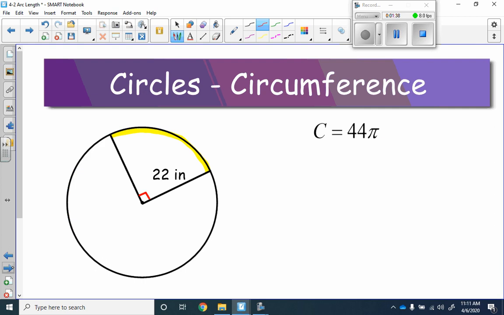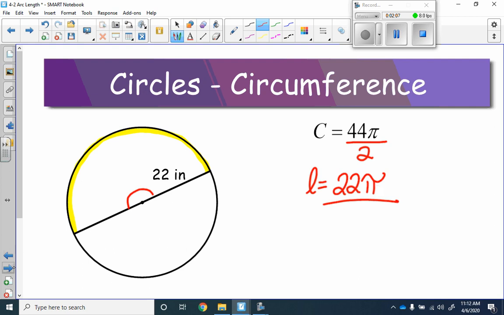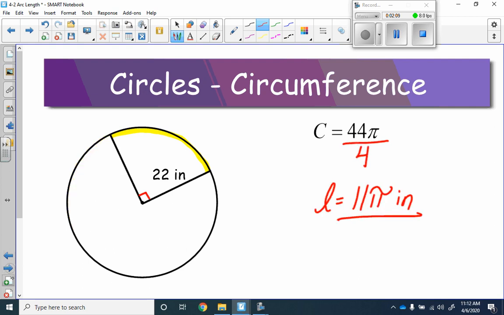Well, now what if I did this part of the circle, and now I have a 90-degree angle here? If 180 degrees is half of it, 90 degrees is 1/4. So now I can divide 44 pi by 4 and get an arc length of 11 pi, and I should be putting my inches as well. What you're doing here is taking a fraction of your total circumference. Here we took 1/2 of the total circumference. Here we are taking 1/4 of it.